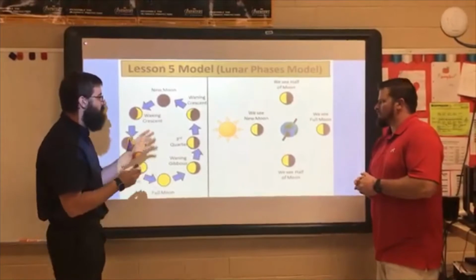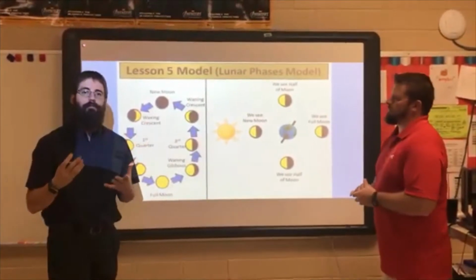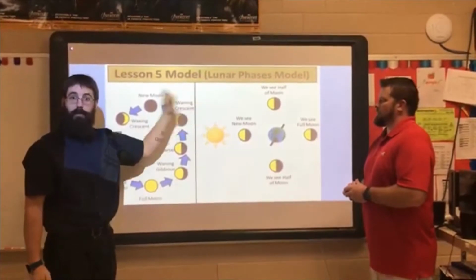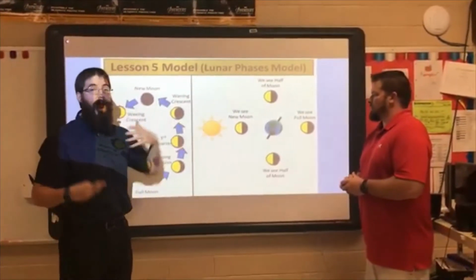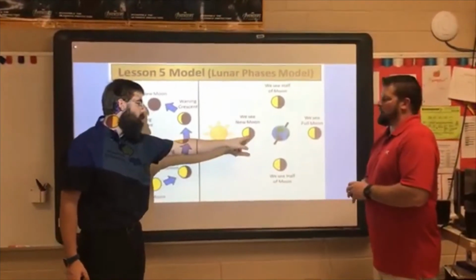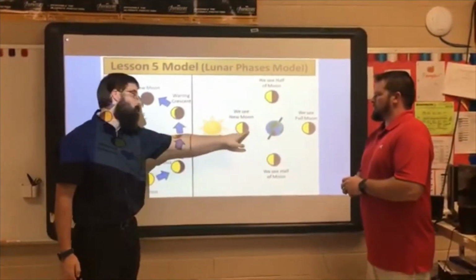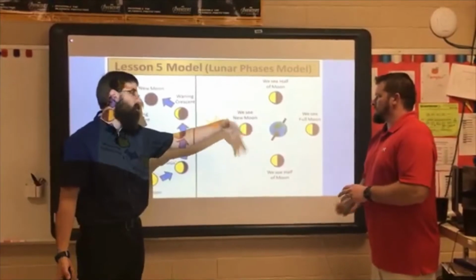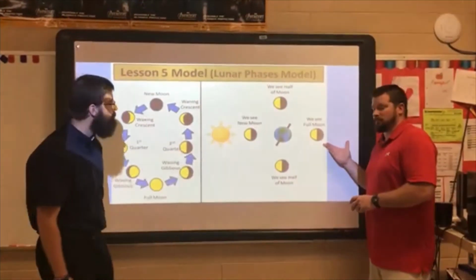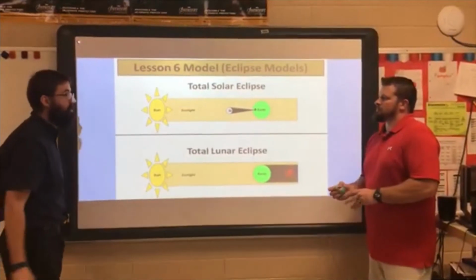It's not that the moon is slowly losing or gaining light. It's actually our perspective of the moon as it goes around the Earth, what we're able to see of the light that's hitting the moon. When it's a new moon, half the moon still has light, but we're only able to see the dark side. When it's a full moon, the other half is dark, but we can only see the side that's full with light. And that leads us into our lesson 6 model, Coach Parrish.